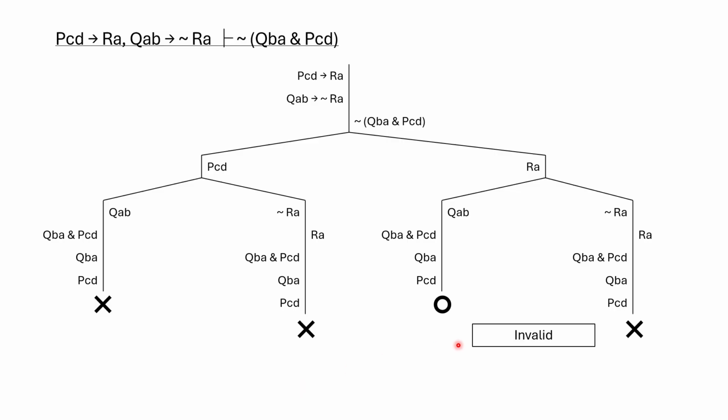And so we're going to trace back up through this branch and just list the truth values for all the simplest statements that we can find. So here we've got 4 of them. We've got PCD, which is on the left side, so that's true. We have QBA, which is on the left side, so that's true. We have QAB, which is on the right side, so that's false. And then we have RA on the left, so that's true.